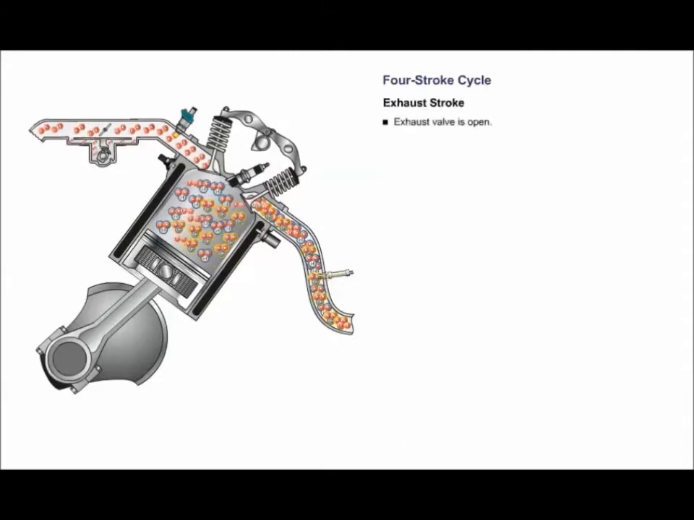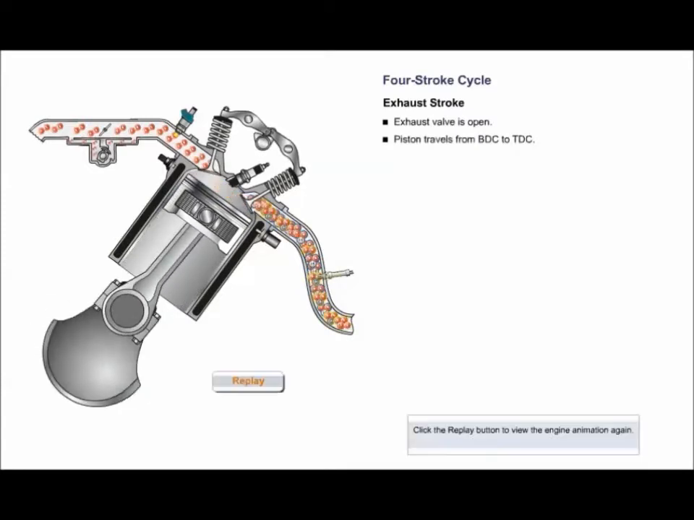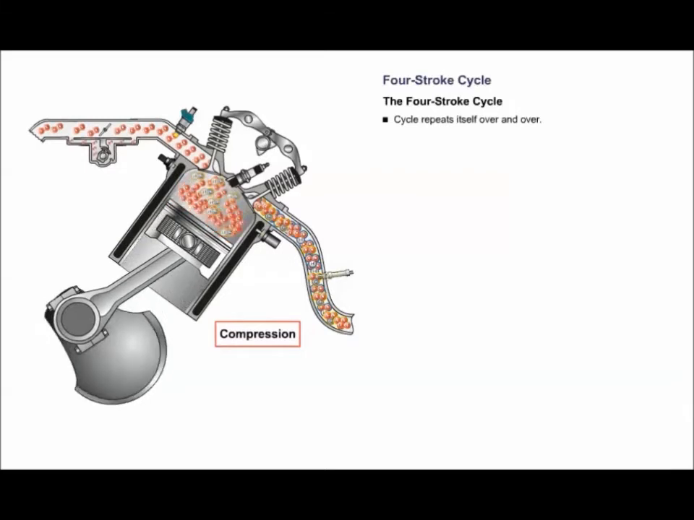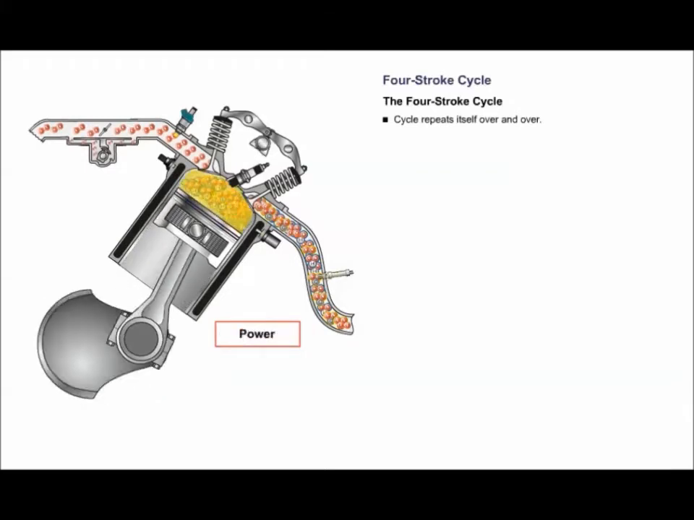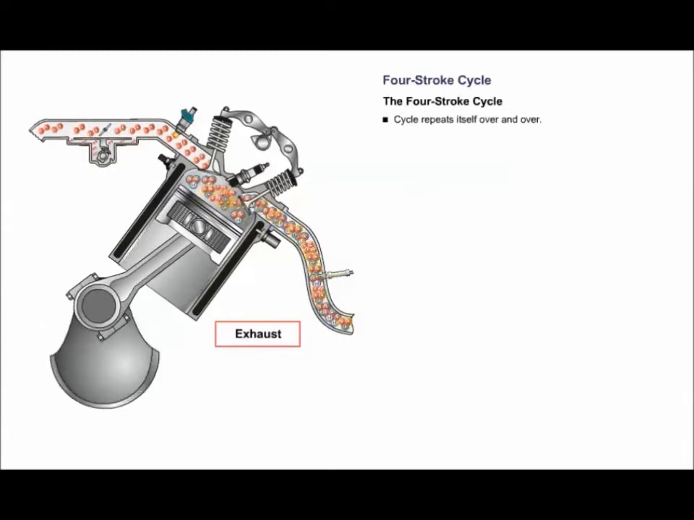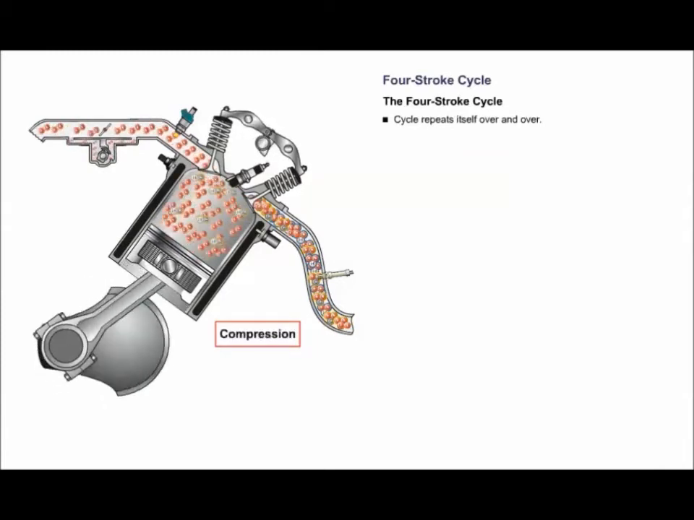On the exhaust stroke, the exhaust valve is open and the piston moves from bottom dead center to top dead center, pushing the exhaust gases out through the exhaust valve and into the exhaust manifold. This is the complete combined intake, compression, power, and exhaust stroke that repeats or cycles over and over again to make an engine run.